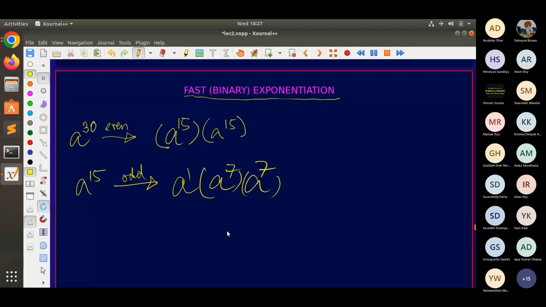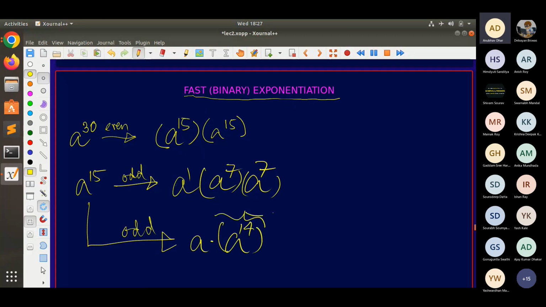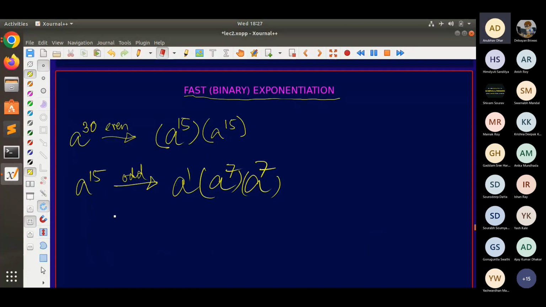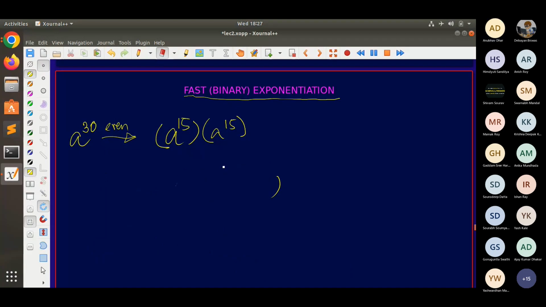Or we can simply write it something like a times e to the 14. And then this will automatically go to something like e to the power 7, right? So this way you can speed it up very fast. So you can actually compute e to the 30 by hand for some values, I guess.